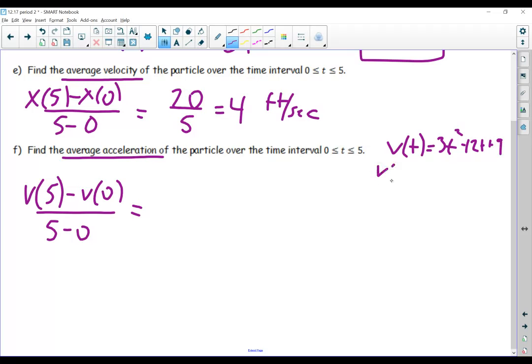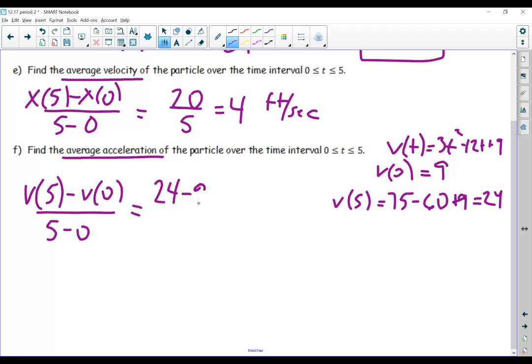So I'm going to plug in 0. I'm going to get out 9. If I plug in 5, I'm going to get out 75 minus 60 plus 9, which is 15 plus 9, 24. So I end up getting 24 minus 9 over 5. That's just 15 over 5, which is 3 feet per second per second.